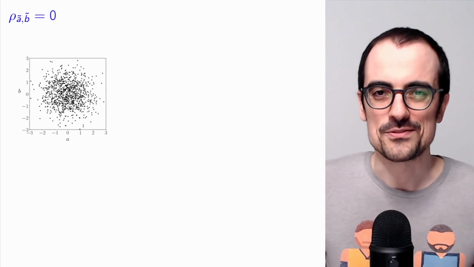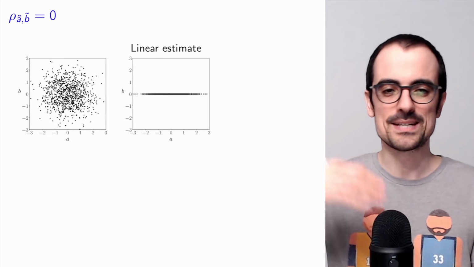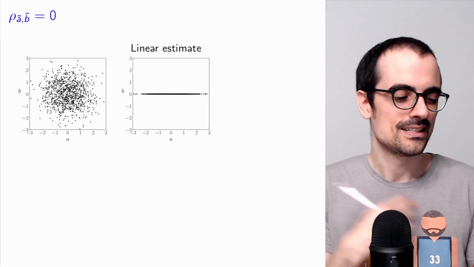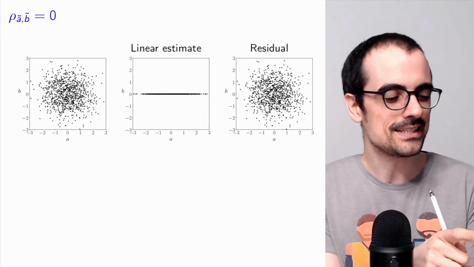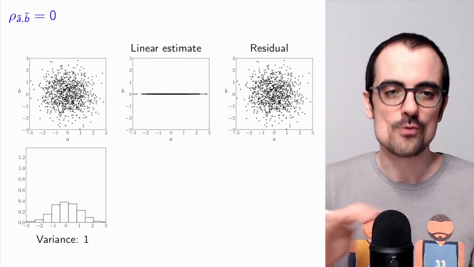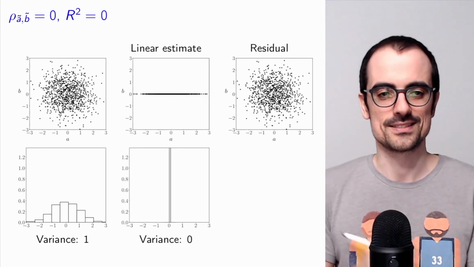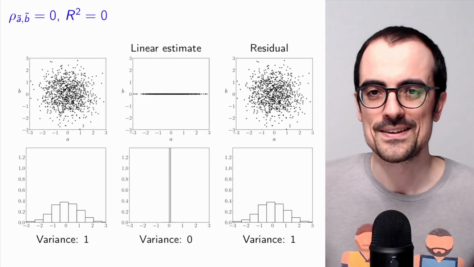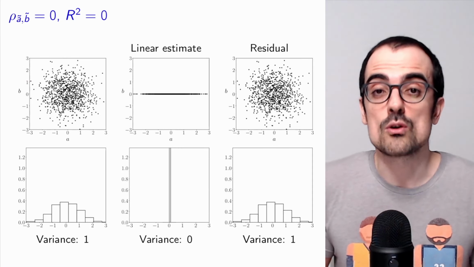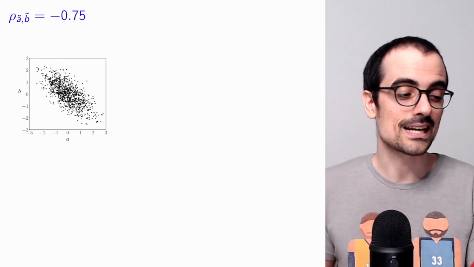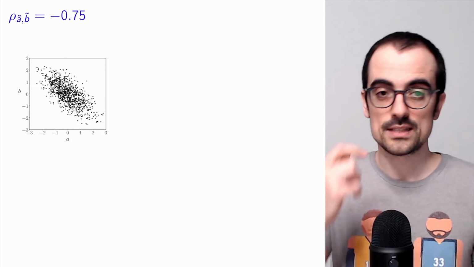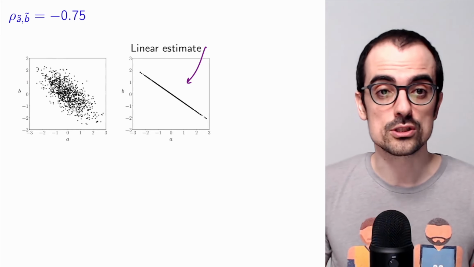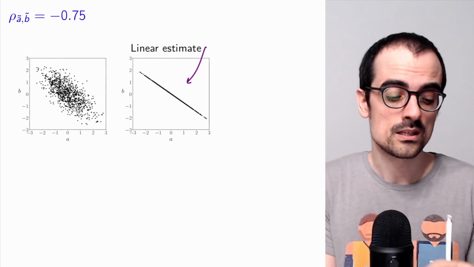What happens if the correlation coefficient is 0? The linear estimator is horizontal. There's no linear relationship between A and B. The residual is actually equal to the original data. And what we see is that no variance is explained by the linear estimate. The variance of the linear estimate is 0 because it's constant, and the residual has the same variance as the original variable. What happens if the correlation is negative? So we have a negative correlation coefficient. Well, it's the same as when we have positive correlation, except that now the estimate is inversely proportional, but in terms of explained variance, it's actually the same thing.